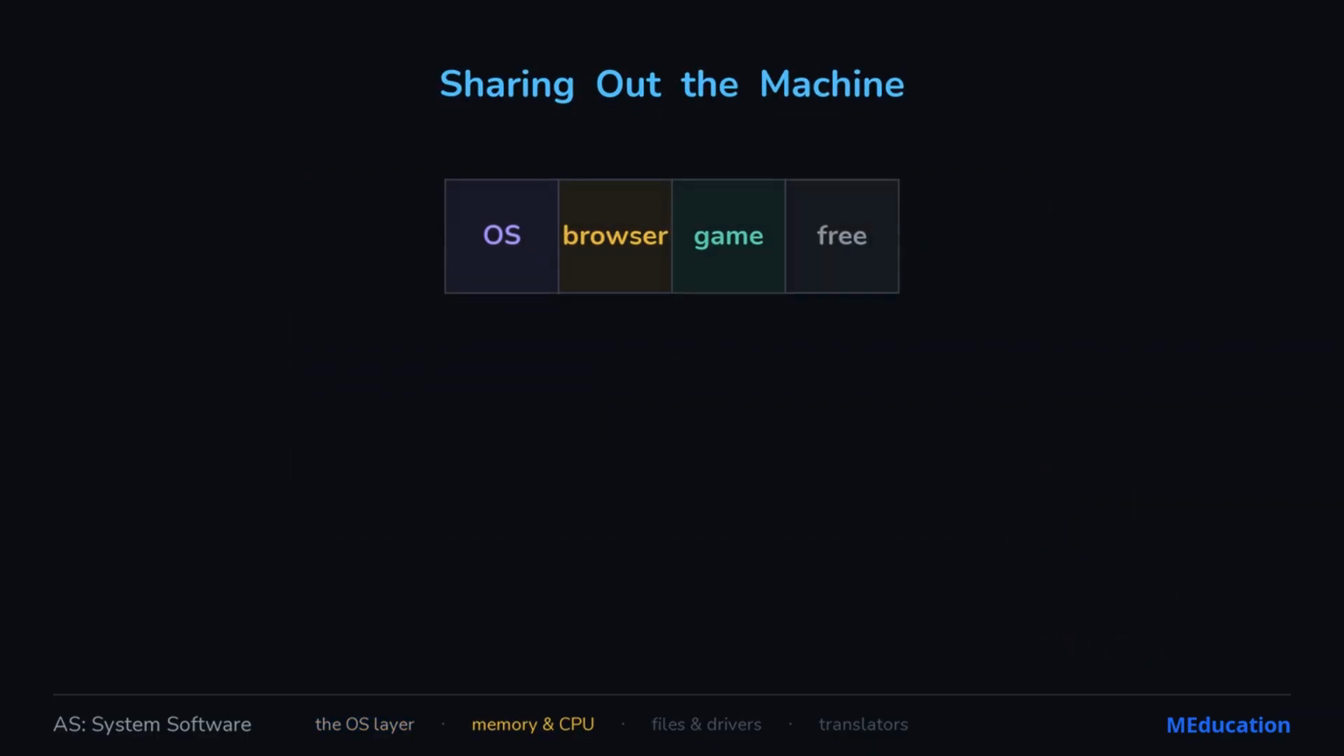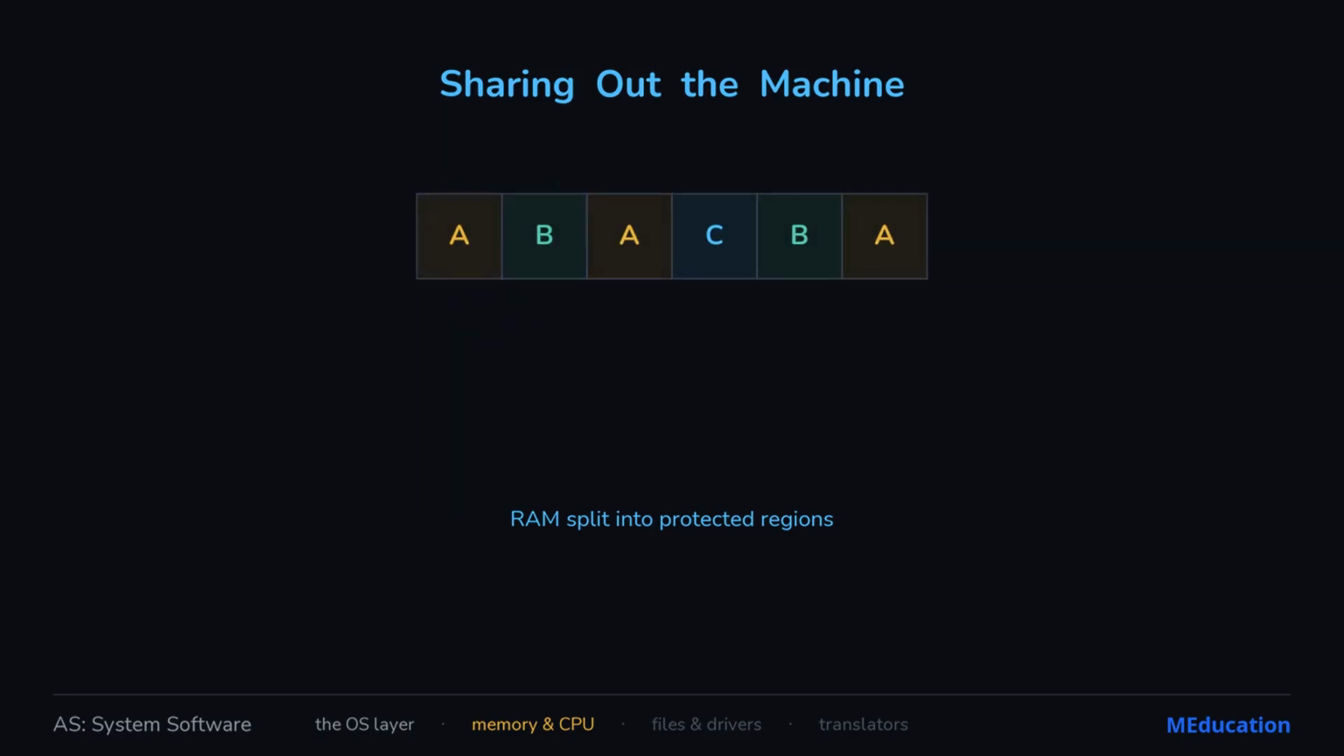Start with memory. Many programs run at once, but there is only so much RAM. The operating system carves it into regions, hands each program its own, and walls them off so one app can never scribble over another's data. Now the processor. A single core can truly run only one instruction stream at a time, so the operating system schedules. It gives each program a tiny slice of attention, then switches thousands of times a second. The switching is so fast it looks simultaneous.